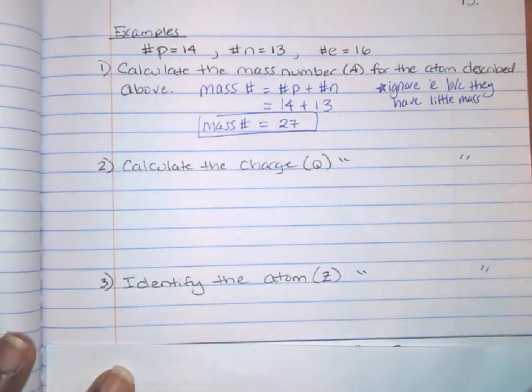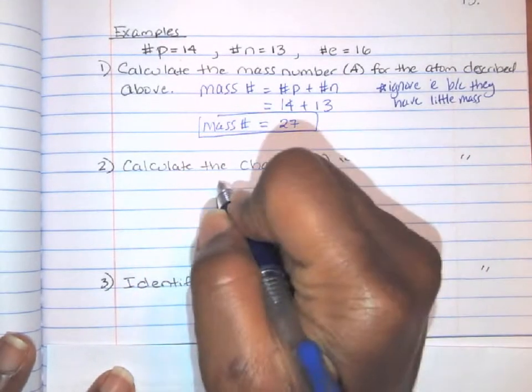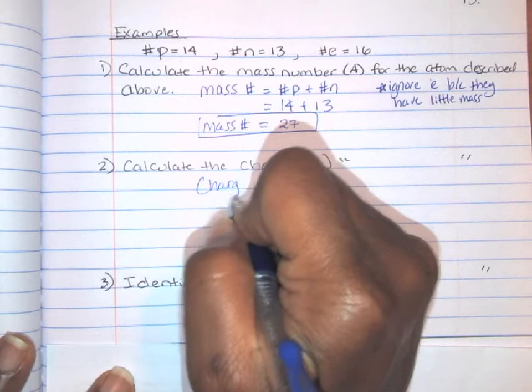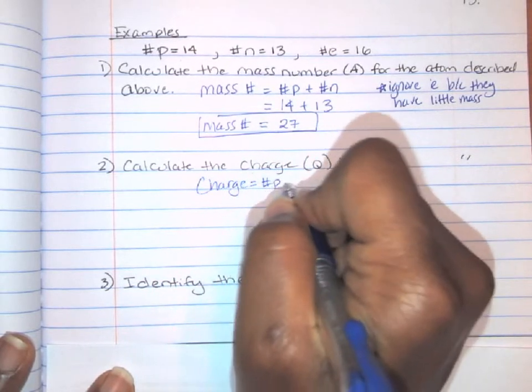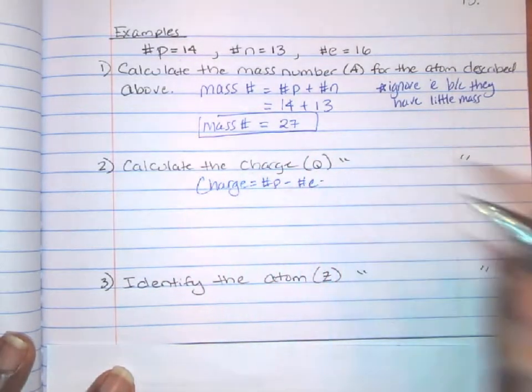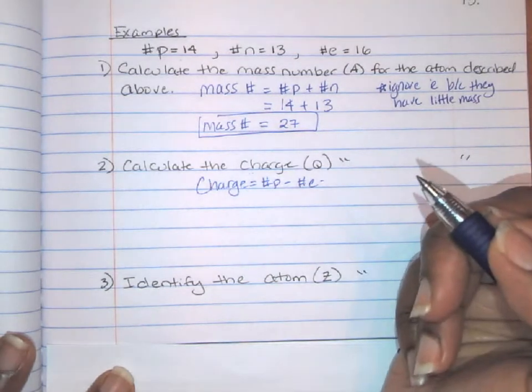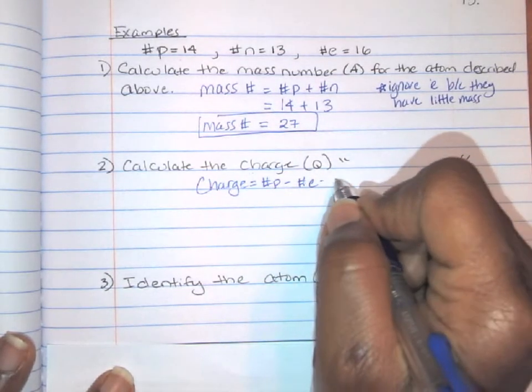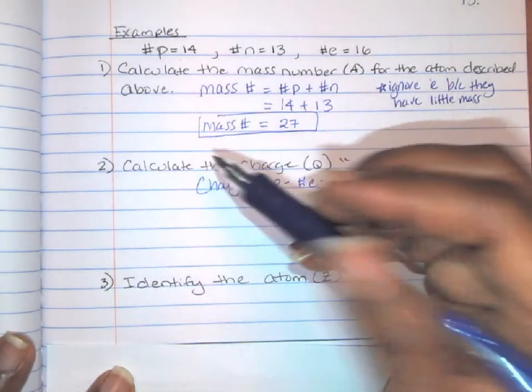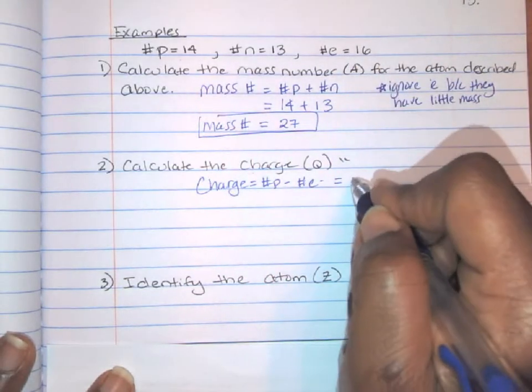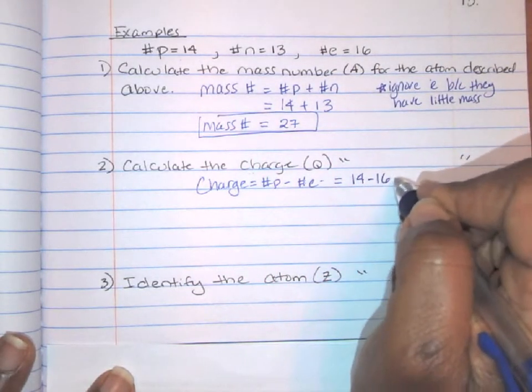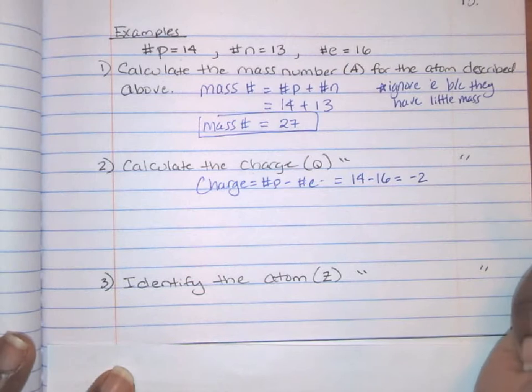And so we can do it one of two ways. We can either use the equation charge is equal to the number of protons minus the number of electrons, in which case we have, I'll just put it right on the side here, we have 14 protons and 16 electrons, so 14 minus 16, which will give us a -2 charge, right? We can do it that way.